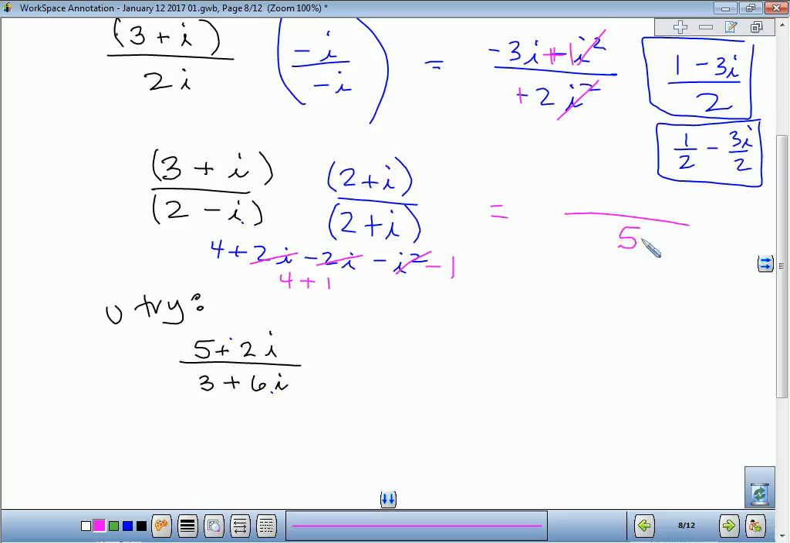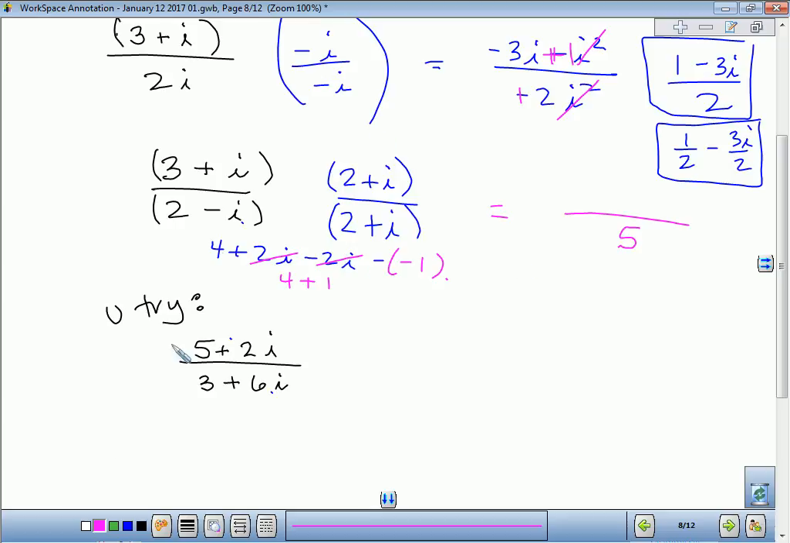5. Yes, ma'am? I thought the 1 was negative. It was, but it was minus a negative 1. So i squared is negative 1. So if I plug in negative 1 where the i squared was, I get minus a negative, which makes a plus.